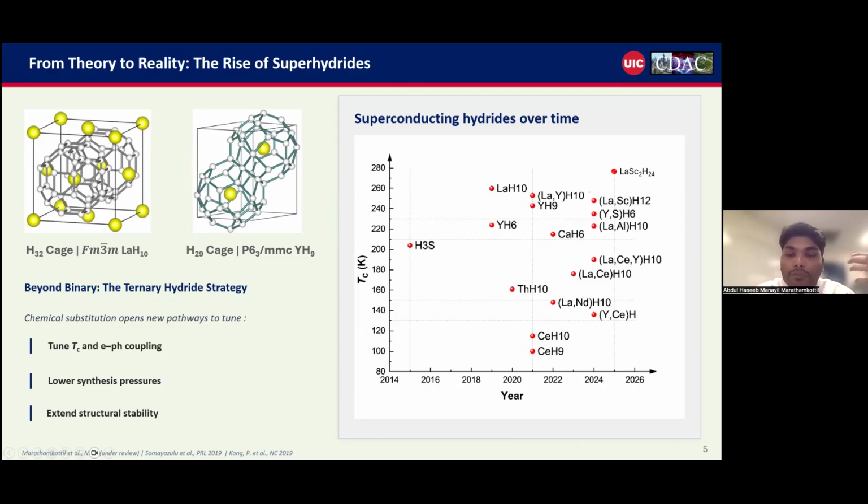And at the top of the chart, the lanthanum scandium hydride LaSc2H24: this system has been reported with a Tc approaching room temperature, around 298 Kelvin. This shows how fast this field is moving and how far chemical complexity can take us. Binary hydrides gave the proof of concept. Ternary hydrides are where the real exploration is happening now, and that is exactly where our work sits as well.